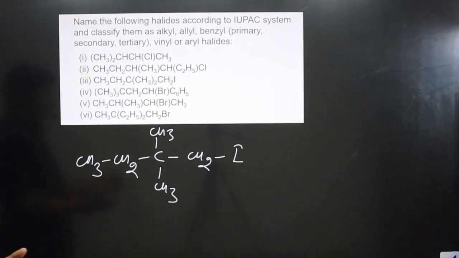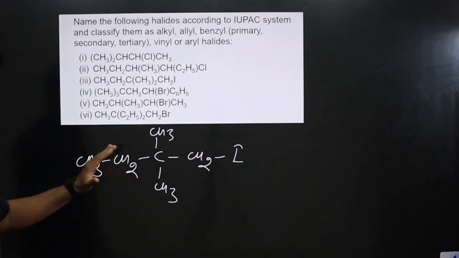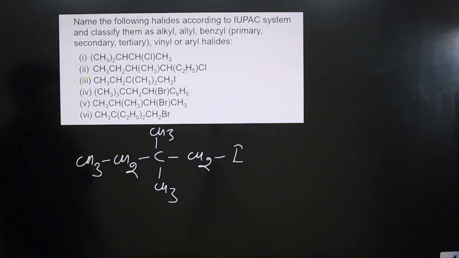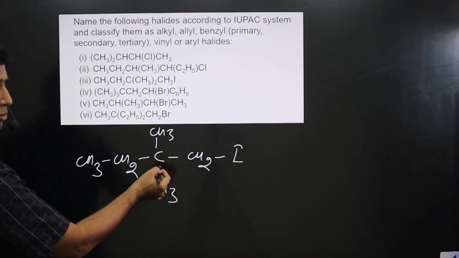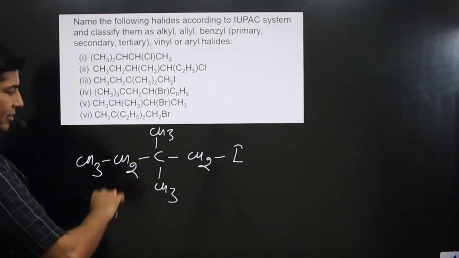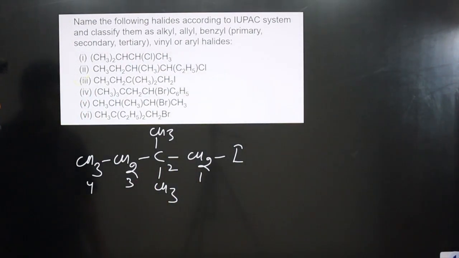Now we can go for the numbering of the parent chain. This is the parent chain. You can see 1, 2, 3, 4, four carbons are there. Obviously we'll start numbering from this side: 1, 2. You can see in 1 and 2 the maximum number of groups are covered. So it is 1 and 2, 3 and 4.